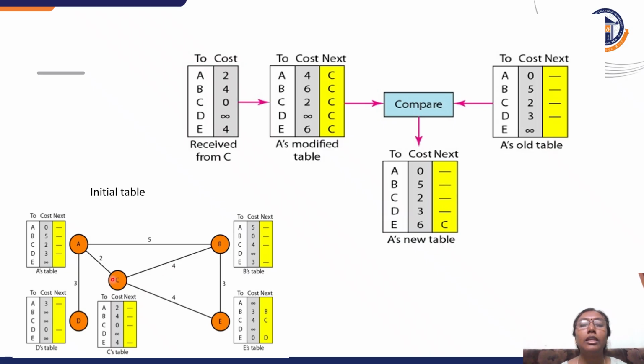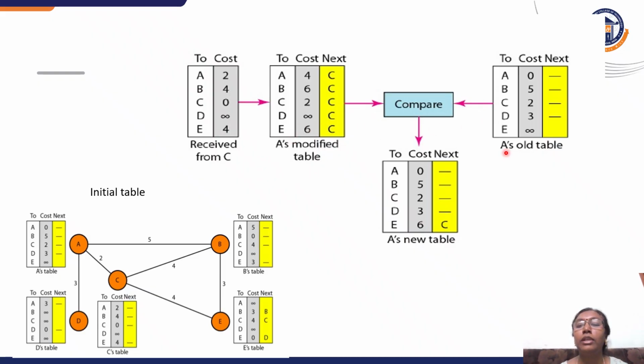A to C is 2. A to D through C, there is no direct connection. There is no connection to D through C, so it is given as infinity. What is A to E through C? 2 plus 4, which is equal to 6. So this is the modified table.